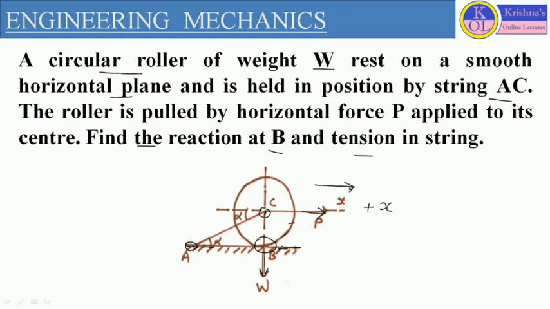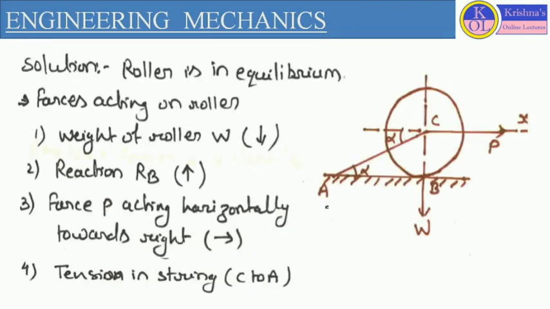Here this external force P is applicable on this roller in this particular direction. So roller will try to move in the direction of force P. So because of this external force, we will consider some tension in this string AC. So that tension in the string we have to find out. So let's start the solution.